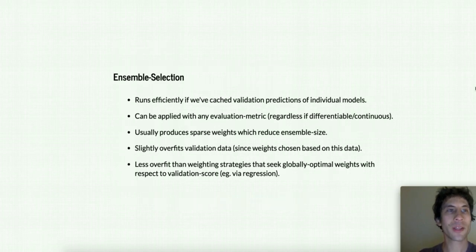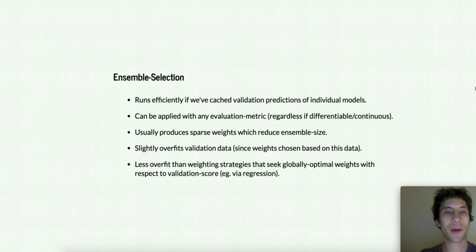This algorithm runs extremely efficiently if we've cached all the predictions of individual models on the validation data. Because the weights of the ensemble were adaptively selected based on the validation data, be aware that the resulting validation score of this weighted ensemble tends to be more overfit than the individual models' validation scores. Nonetheless, this crude procedure for selecting the weights is nice because it can be applied with any evaluation metric, regardless if it's differentiable or continuous.